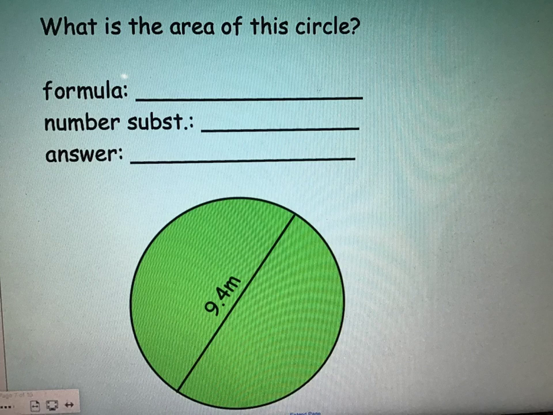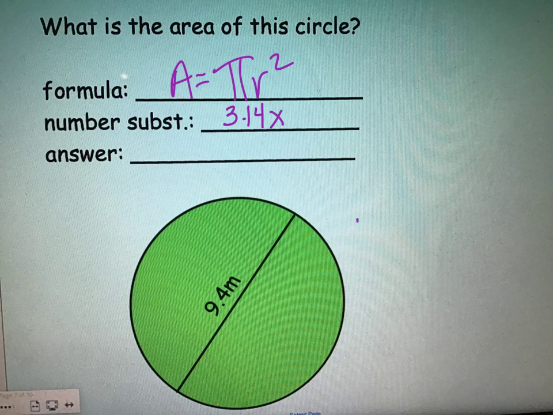Okay, we are on the third row on the box on the right now. It says, what's the area of this circle? So pi r squared sounds like area to me. So you go ahead and write that. Pi r squared sounds like area to me. All right, and then number substitution. Pi is really easy to substitute for. We always write 3.14, and then it's times, and we now need to write the radius.